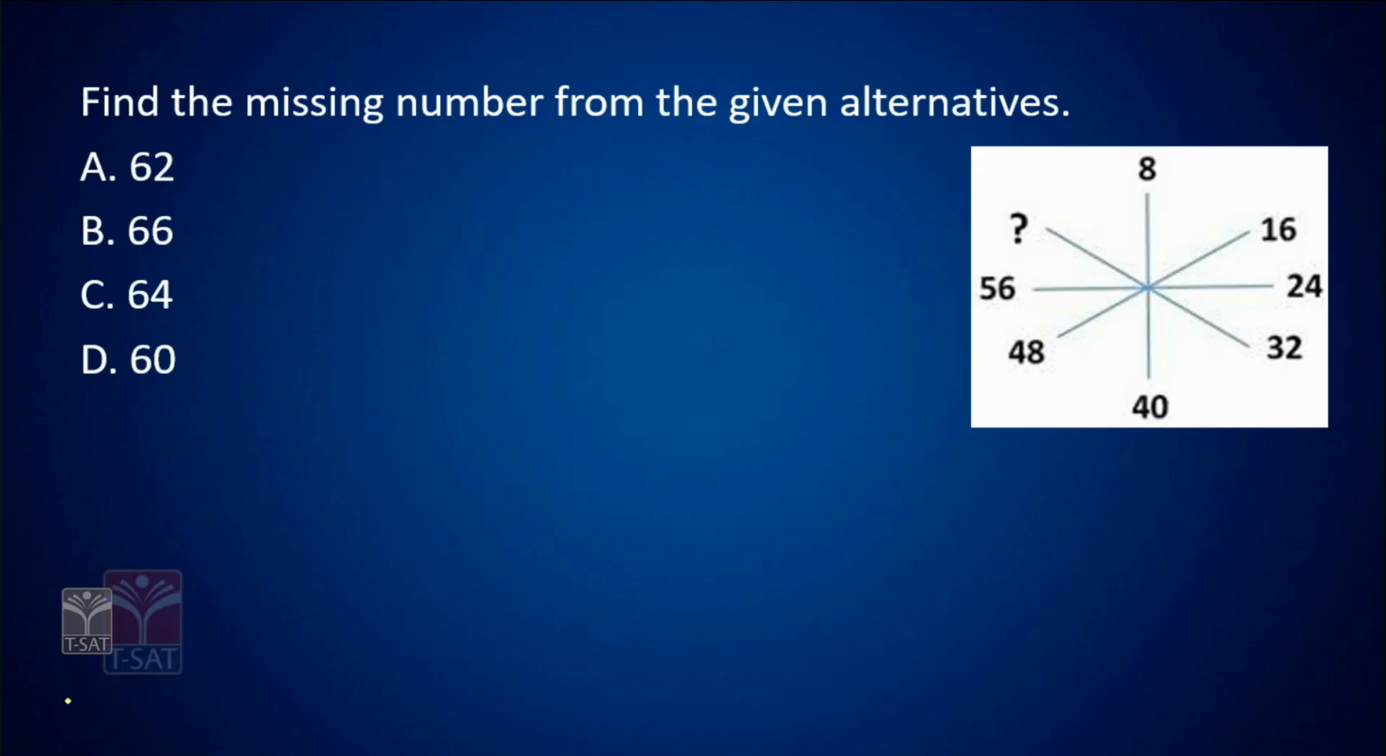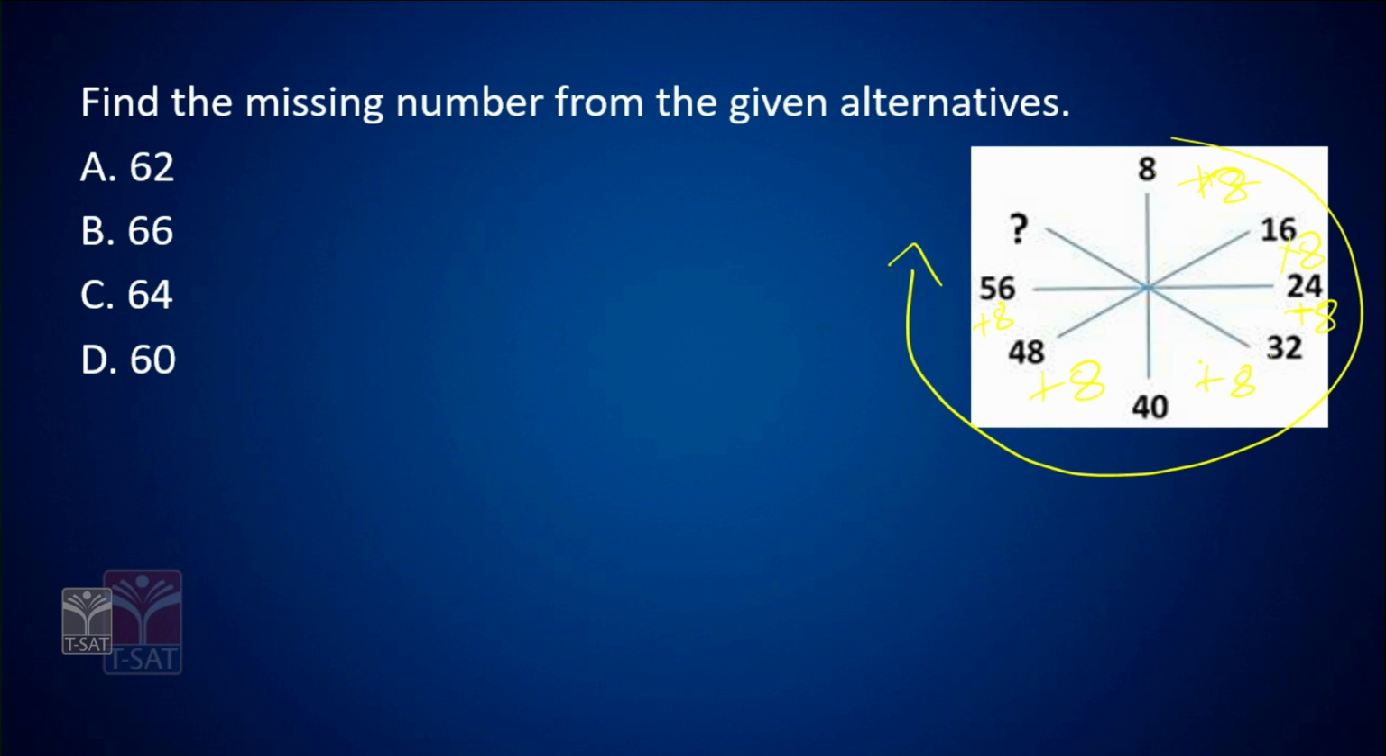Next question now. We have a diagram here and they're asking to find the missing number. If we look at this, we see it's like a cyclic progression. The numbers are increasing this way. Here we have 8 into 2 is 16, but then 16 into 2 is 32, and we're missing something here. So we can say that 8 plus 8 is 16, 16 plus 8 is 24, 24 plus 8 is 32, 32 plus 8 is 40, 40 plus 8 is 48, 48 plus 8 is 56.